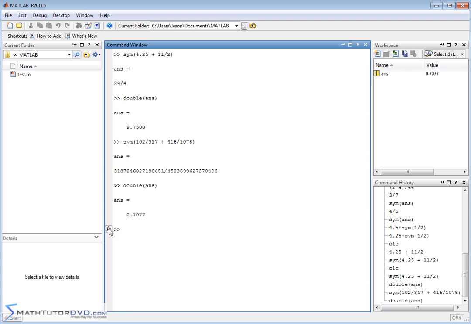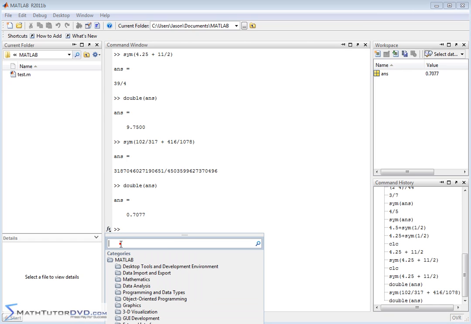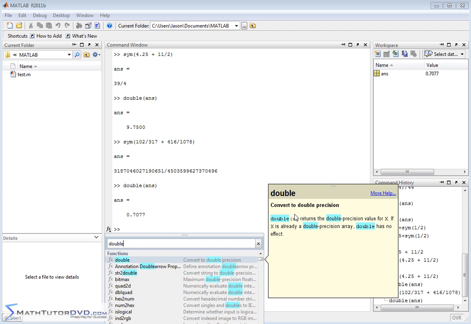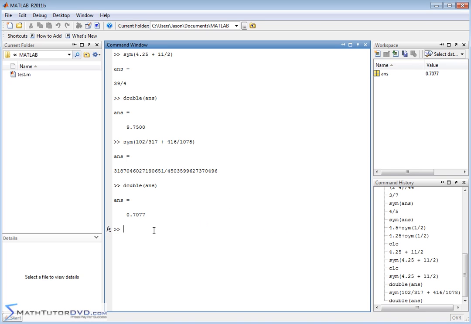And we can practice using our help here by looking at that. Let's type double into the help browser, hover over this, and let's see what happens. When you pass something to double, it returns the double precision value for x. If x is already a double precision array, double has no effect. So what it's telling you is that it could be a vector, it could be a range of values, and it's going to take them and try to convert them to double precision. Double precision is another word for decimal, basically. So don't worry so much about why it's called double. That's computer jargon. Double means convert to decimal.